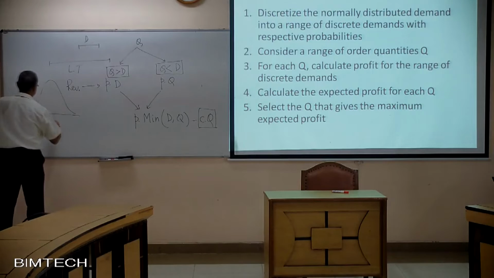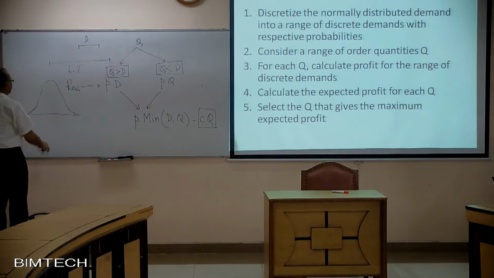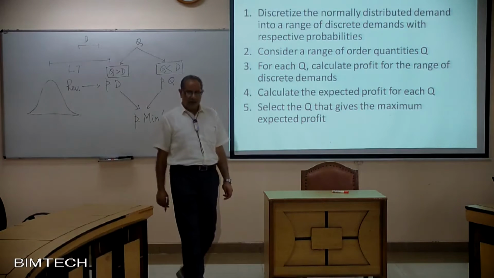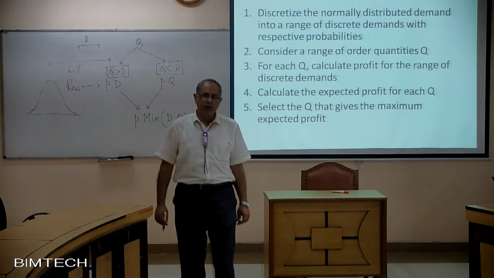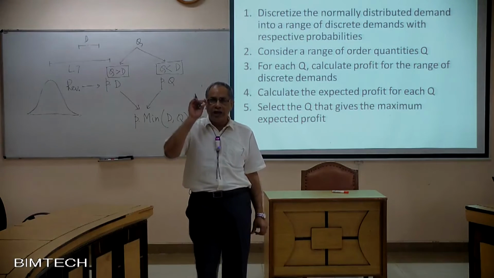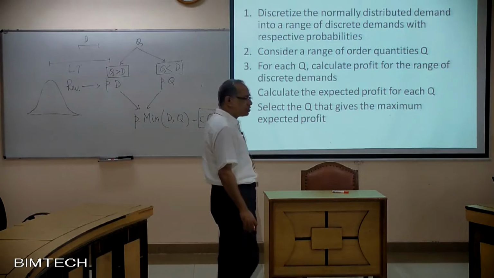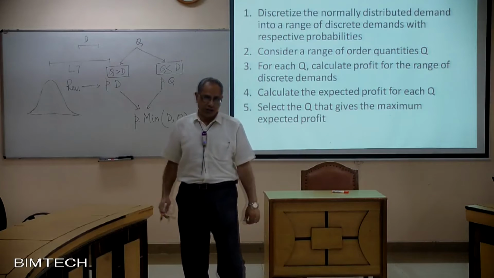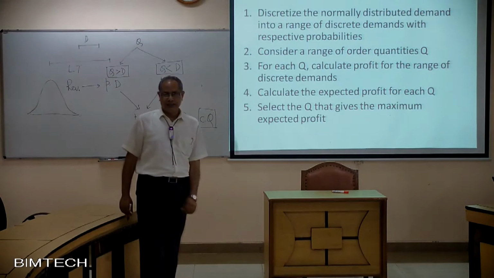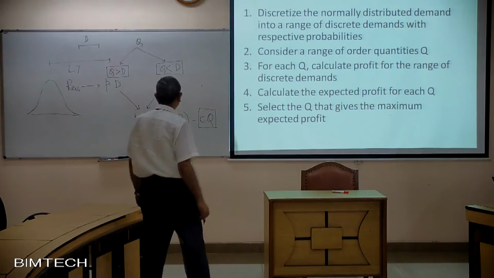So let's say this is the demand. Now, remember, this demand is continuous. The normal distribution is a continuous distribution. Therefore, the variable involved is also a continuous variable. The variable X, which is the demand, is a continuous demand. But what we do is we discretize first. We discretize this continuous demand. How do we do that?